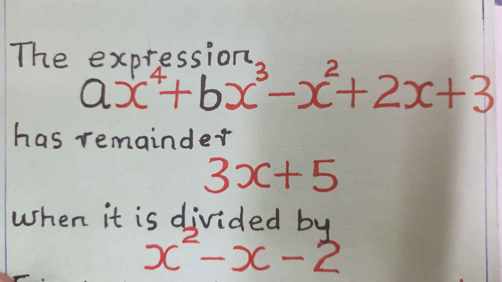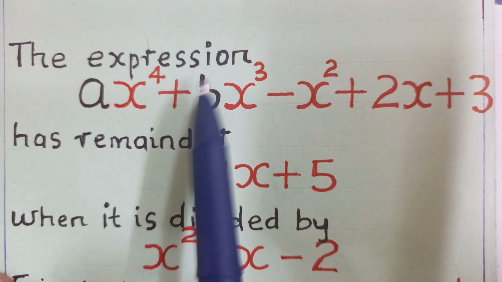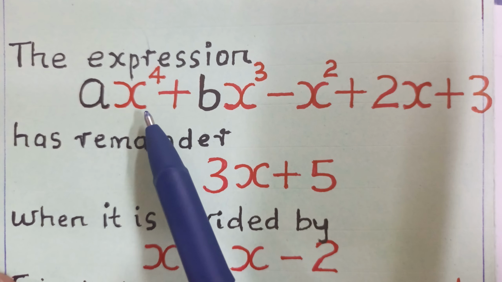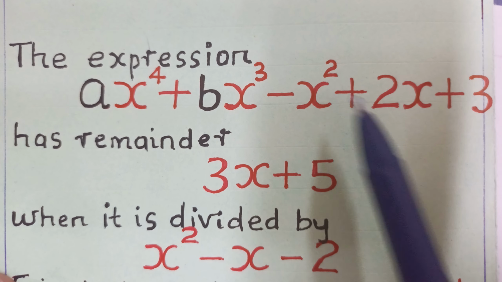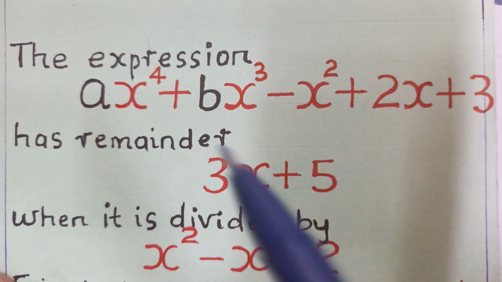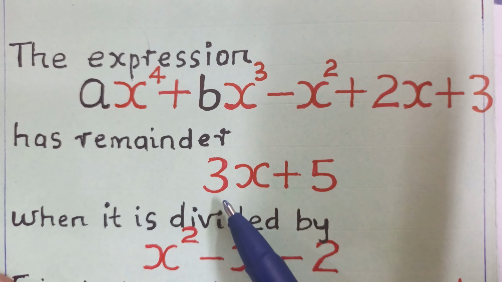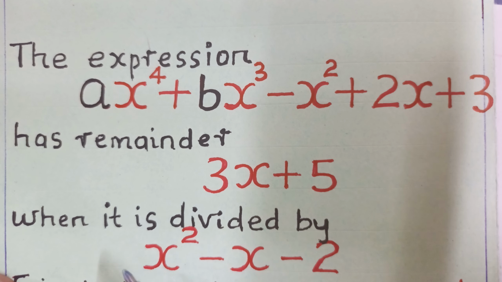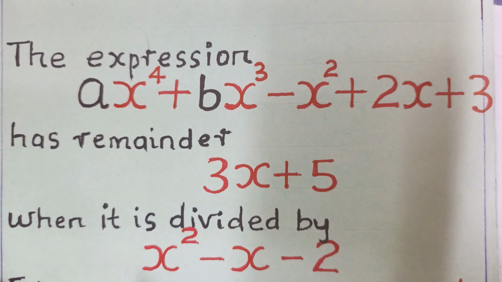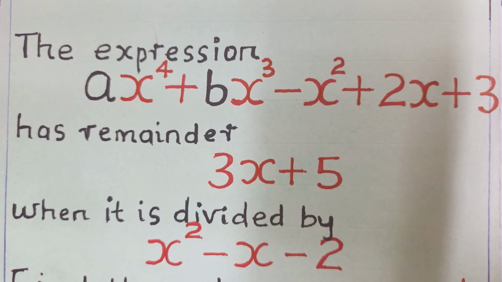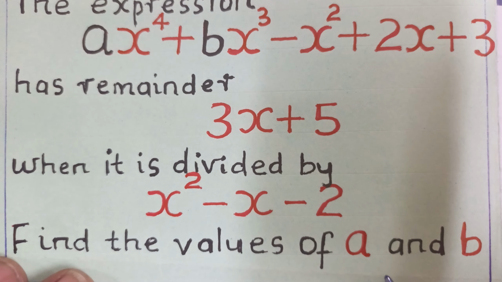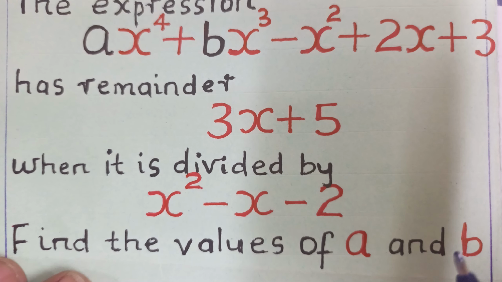I read the question. The expression ax^4 + bx^3 - x^2 + 2x + 3 has remainder 3x + 5 when it is divided by x^2 - x - 2. Find the values of a and b.